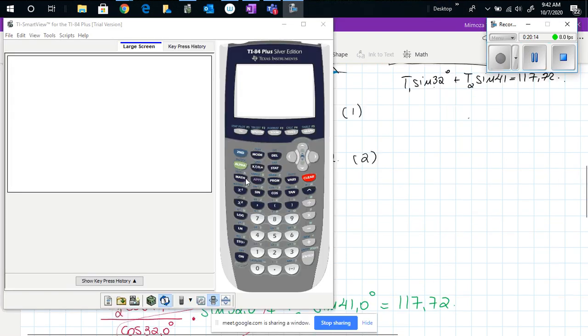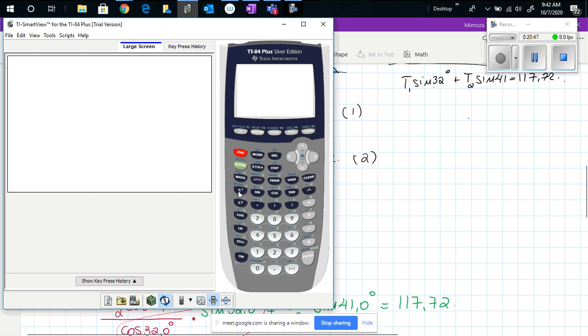Question: the calculator, what we are keeping in mind is that the T1 and T2 have to be in the same column. So when we are writing the equation, we have T1 cosine 32 minus T2 cosine 41. On the second equation, we should have T1 again and T2 under T2. Okay, so now what we do is we go to matrix.